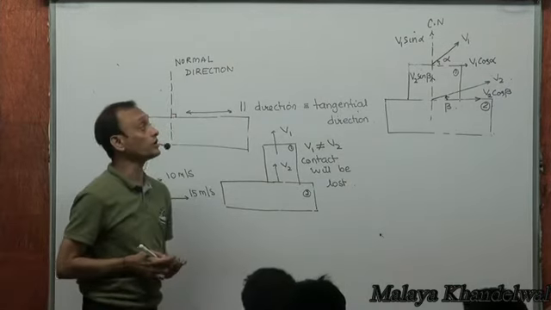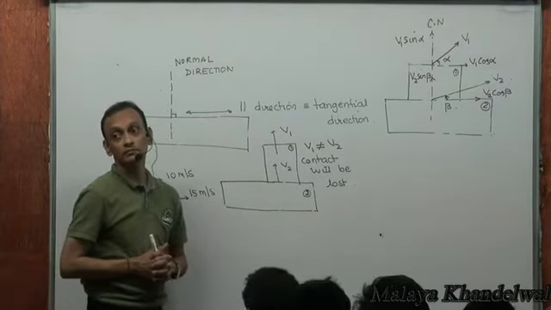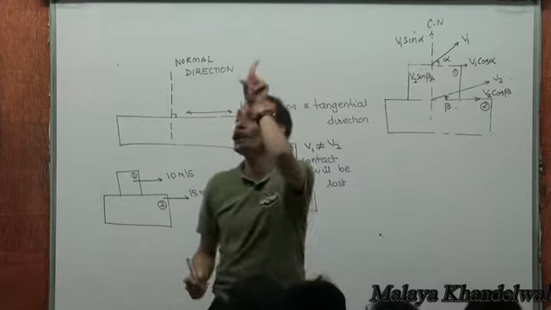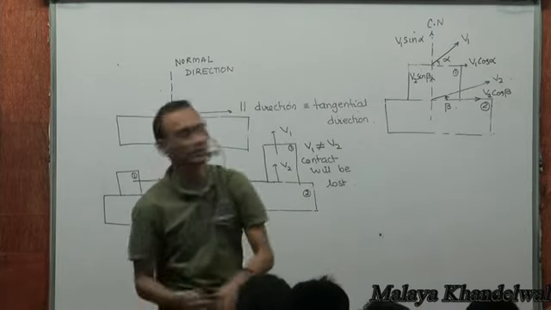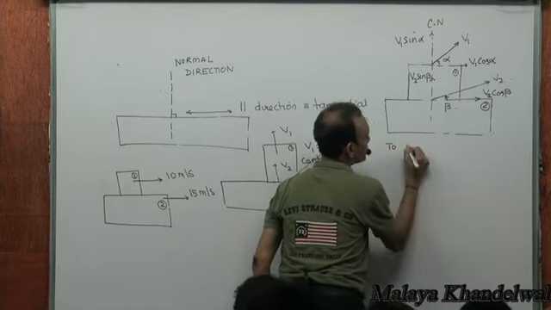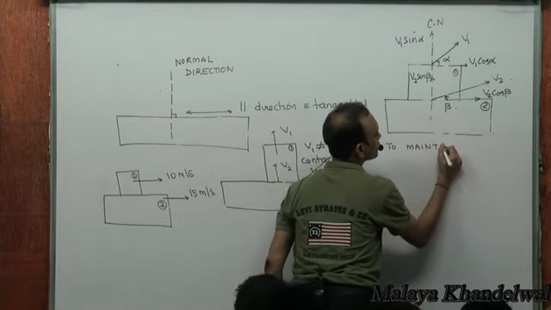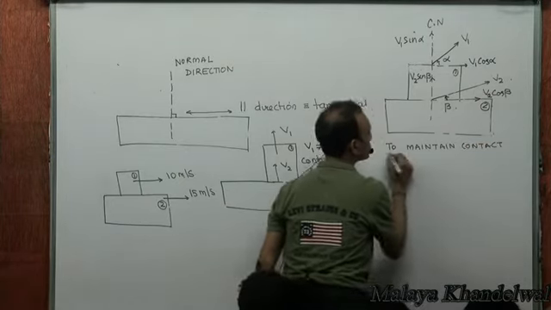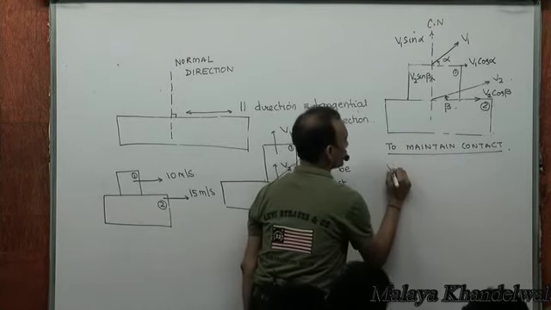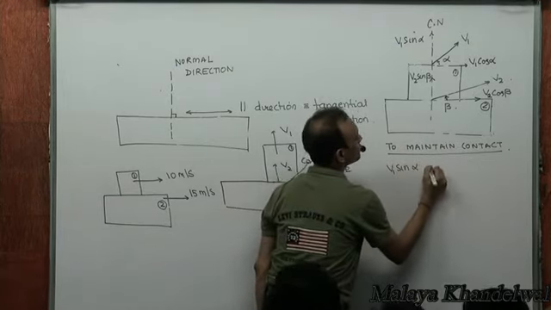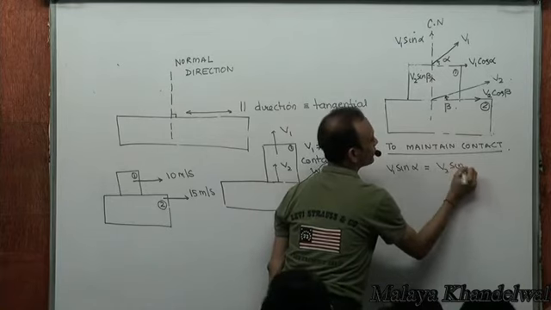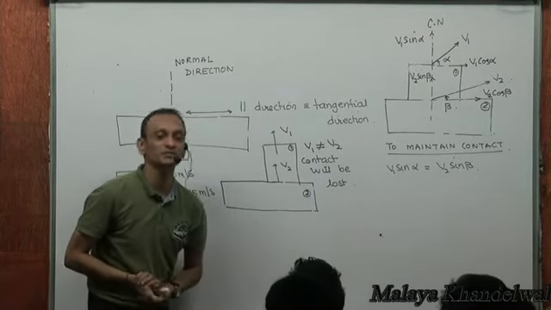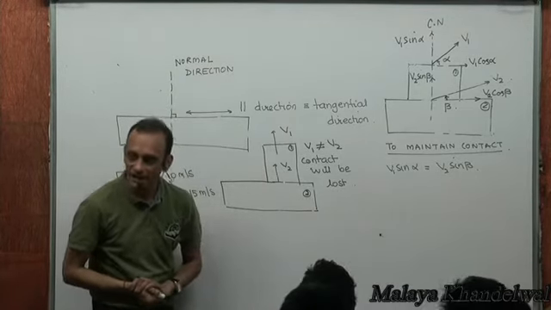Now, for them to maintain contact, what is required? Right, v1 sin alpha must be equal to v2 sin beta. Their velocity components in the common normal direction must be the same. Right, very good. To maintain contact, v1 sin alpha must be equal to v2 sin beta. That's the only way they can maintain contact.